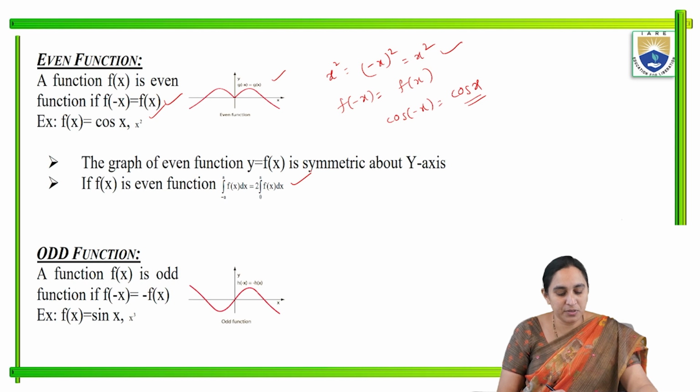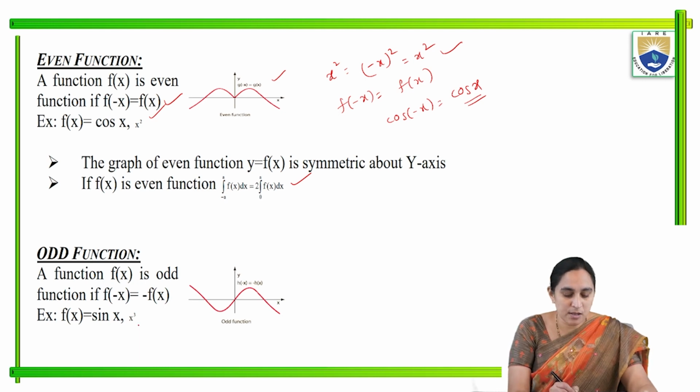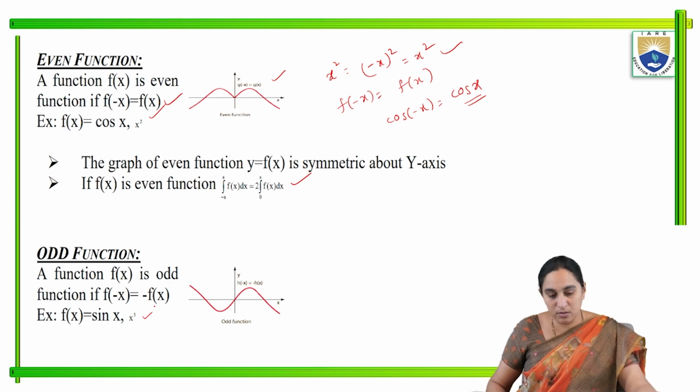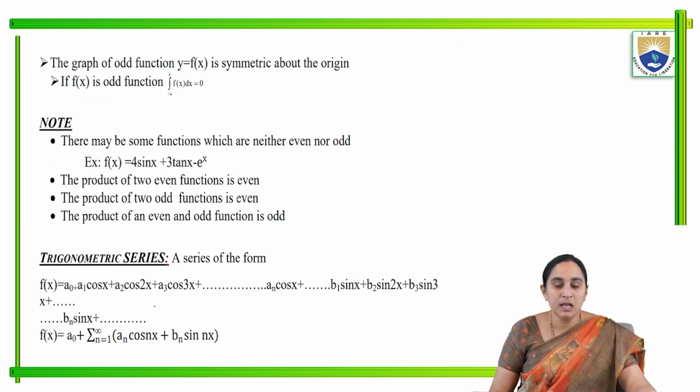And next, odd function. A function f of x is said to be odd if f of minus x is equal to minus f of x. Example, f of x is sin x, x cube. The graph of odd function y is equal to f of x is symmetric about the origin. If f of x is an odd function, integral minus a to a f of x dx is equal to 0.